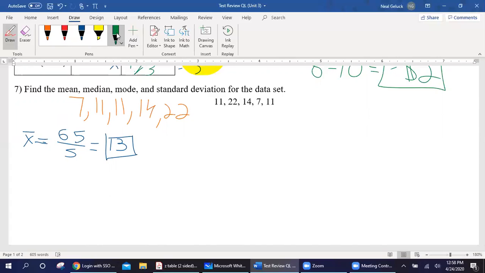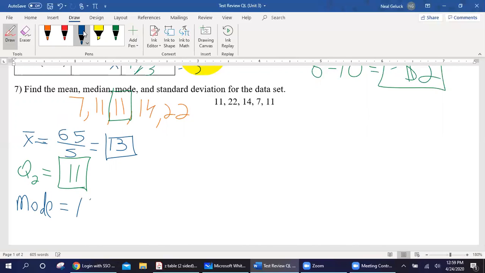The median, which is also Q2, second quartile, is the number in the middle. Since there are an odd amount of data values, the middle number, which is an 11, is your median. The mode is just if a number appears more often than others. 11 appears twice. So that is the mode.